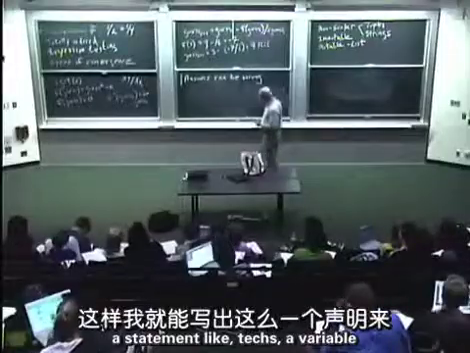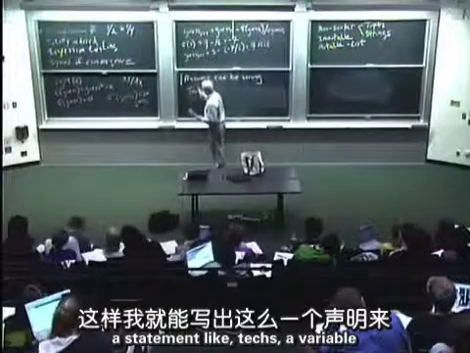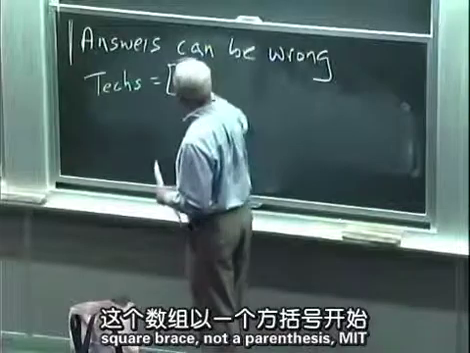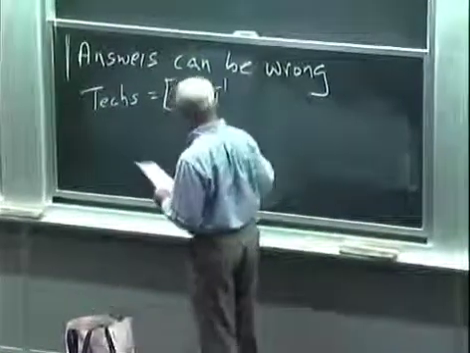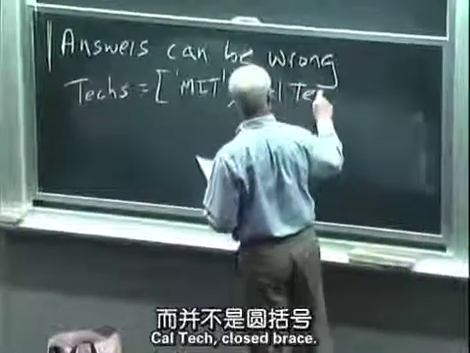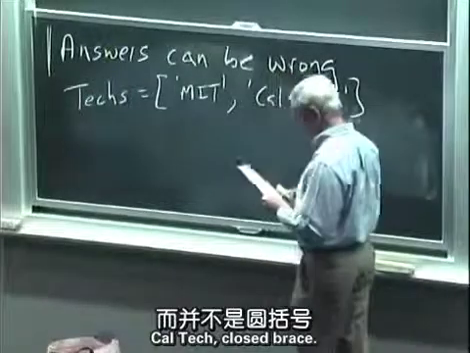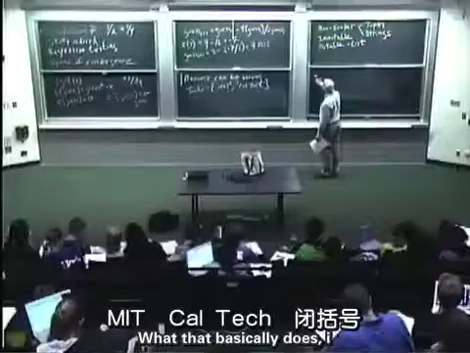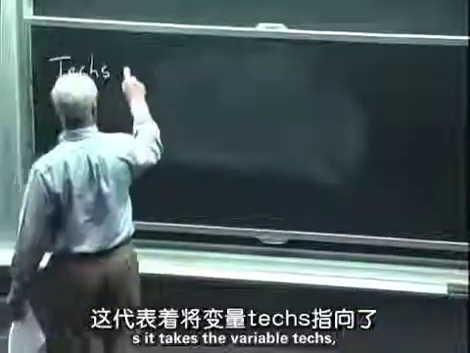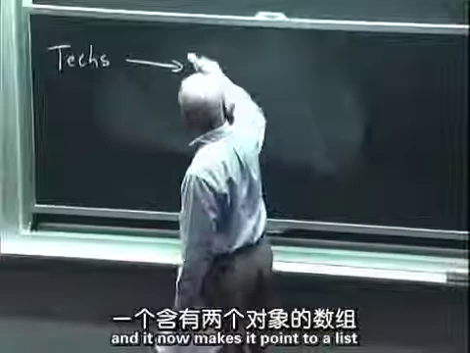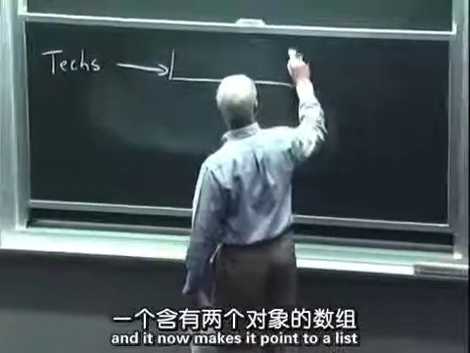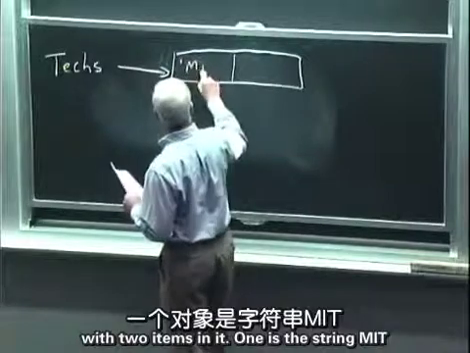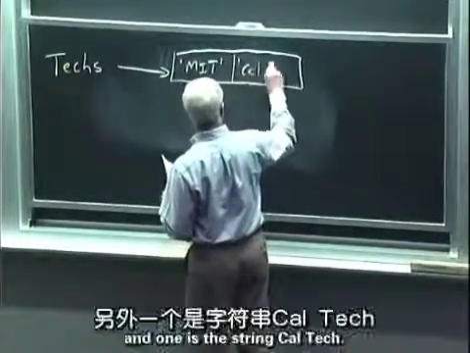So I could write a statement like tex, a variable, is equal to the list, written with a square brace, not a parenthesis, MIT, Caltech, close brace. What that basically does is it takes the variable tex and it now makes it point to a list with two items in it. One is the string MIT, and one is the string Caltech.